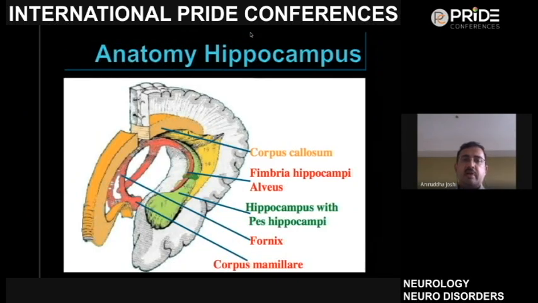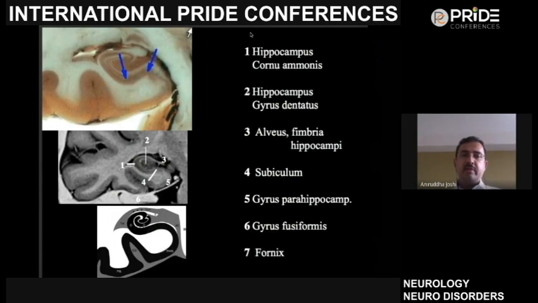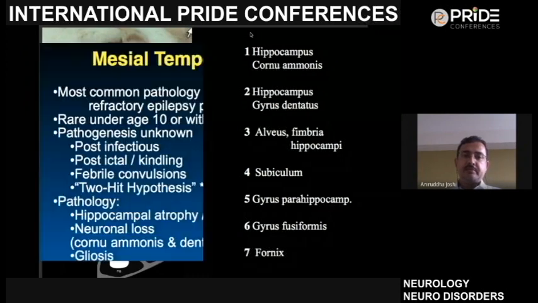Now a little bit of the anatomy of the hippocampus. Here we see there are 7 parts: the cornu ammonis, labeled as number 1, then 2 is the dentate gyrus, the third is the alveus and fimbria hippocampi, the fourth is the subiculum, the fifth is the parahippocampal gyrus, the sixth is the fusiform gyrus, and the seventh is the fornix.